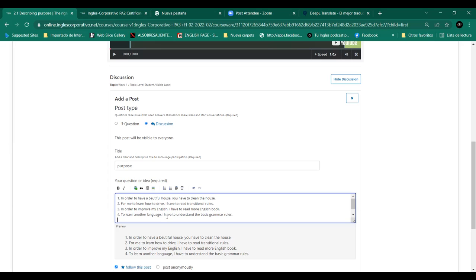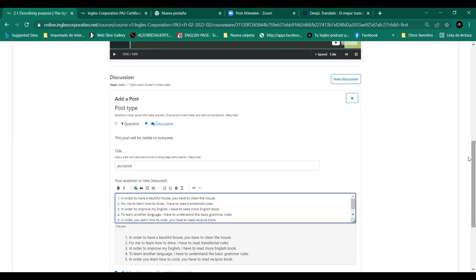Then the final sentence is: in order for you to learn how to cook, you have to read this book. I think that is all.